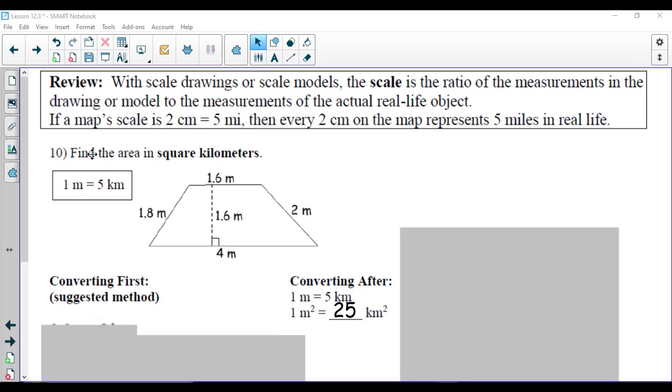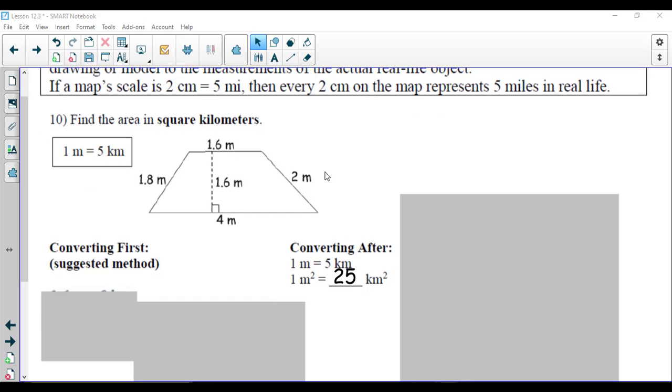So looking at number 10, we want to find the area of this trapezoid in square kilometers. I suggest converting the measurements from meters to kilometers first, and then you don't have to worry about doing that at the end, finding the area after you convert those measurements. But I'll show you how to do this by converting afterwards.